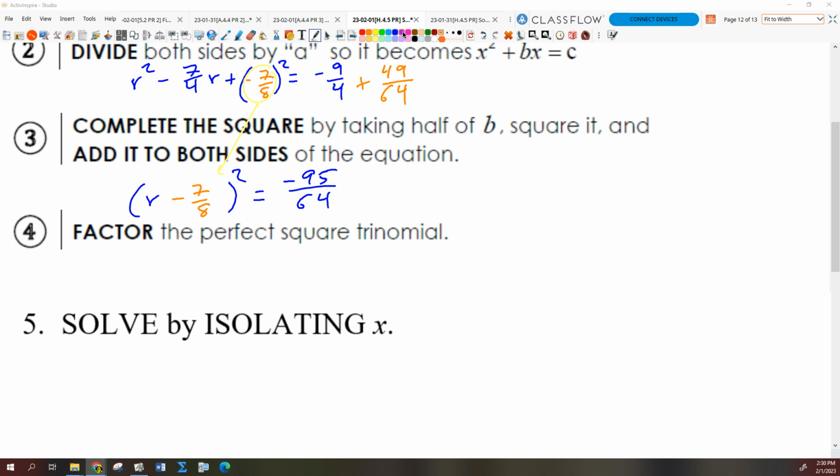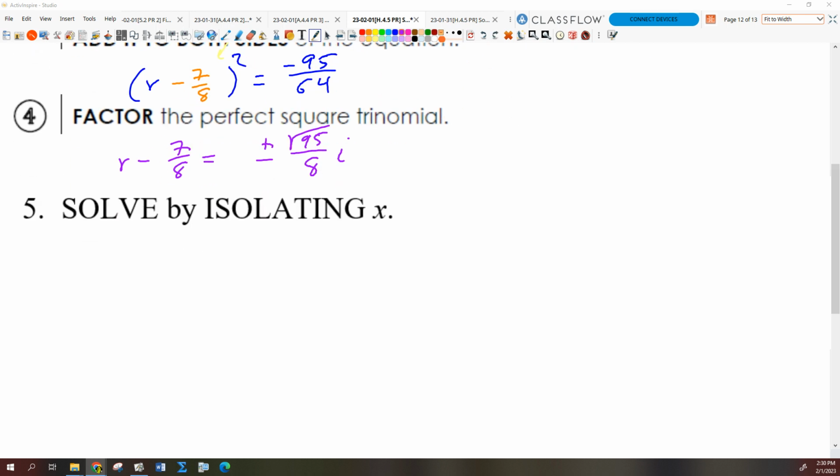And that's going to give me r minus 7/8 equals plus or minus square root of that, right? So on the bottom, I'm getting an 8. On the top, what's the square root of negative 95 simplified? Okay, yeah, square root of 95i. Last step, add the 7/8, and we got it. 7/8 plus or minus square root of 95/8 i.